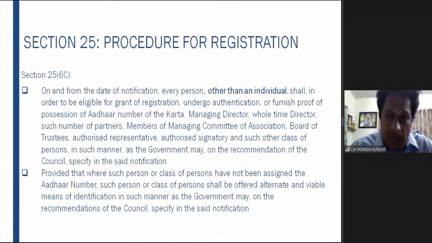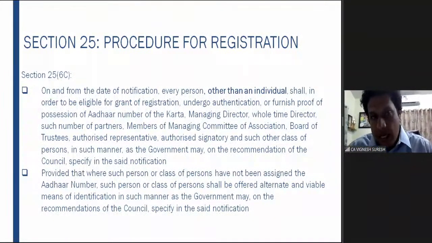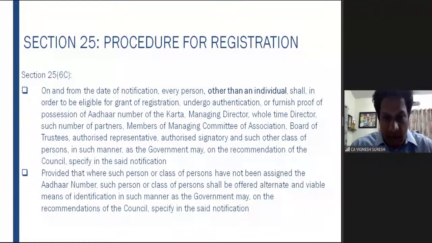So this particular person should go for the Aadhaar authentication. Any one of the authorized representatives, any one of the directors can be the authorized signatory. He will go for the respective Aadhaar authentication. This is what is given. It's very, very simple under 25 subsection 6C. So in this particular situation, again, the provision is the same. If Aadhaar authentication does not work for such people, they can go for the alternate and viable means of identification as may be applicable. That is your 25 subsection 6C.